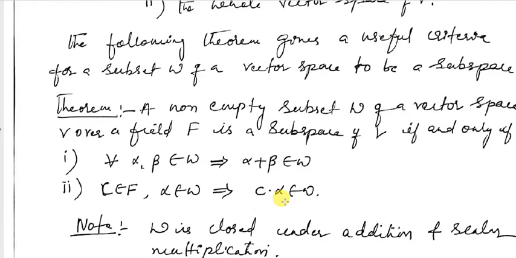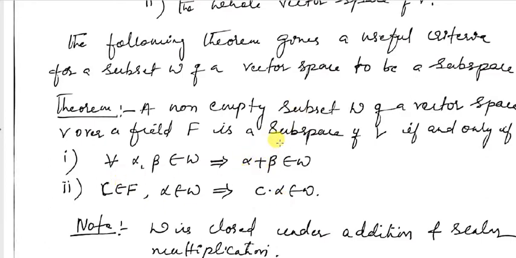So what do we mean by this theorem? This is a very useful criteria for a subset W of a vector space. In order to verify W is a subspace, it is enough to verify the conditions 1 and 2. The number 1 condition is nothing but W is closed under addition, and the second condition we call the scalar multiplication. So this is the closure now, right?